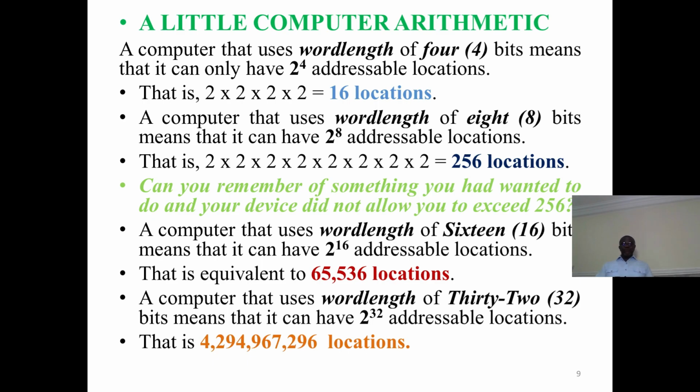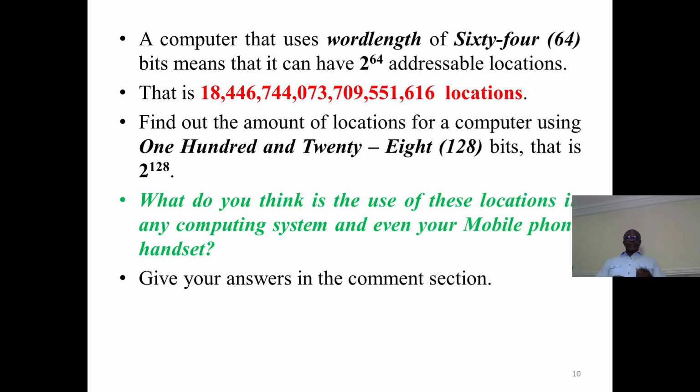So if you move further, a computer that uses word length of 32 bits means that it can have 2 raised to power 32 addressable locations. That is, can address 4,294,967,296 locations. So if we continue like that, if you look at a computer that uses word length of 64 bits, you can now see the number of locations you can address.